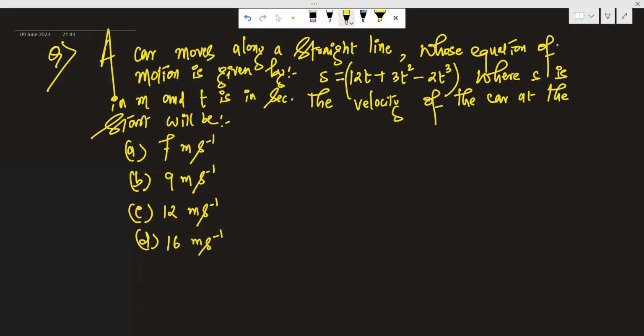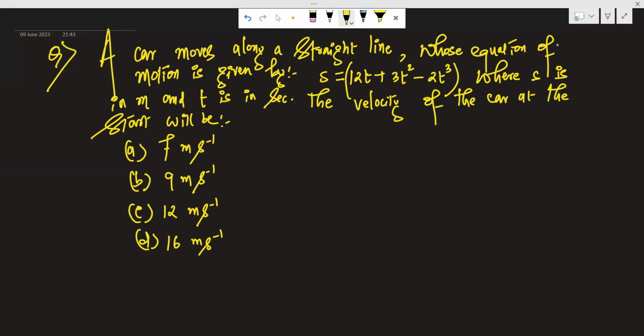Initial, so origin. But 0 would be rest? If we consider 0, then the body would be at rest? No. If you consider the time 0, the body may not be at rest. When I started observing, the object may already have been in motion. We don't know. So we have to find the velocity at t equal to 0.